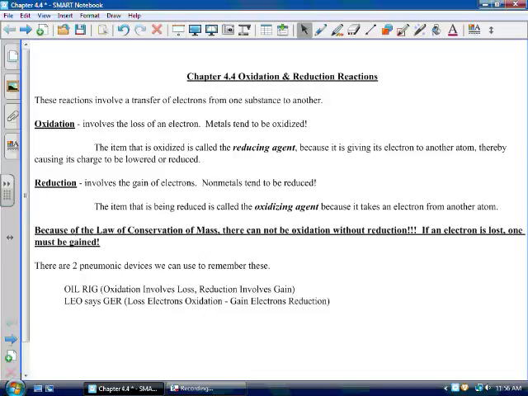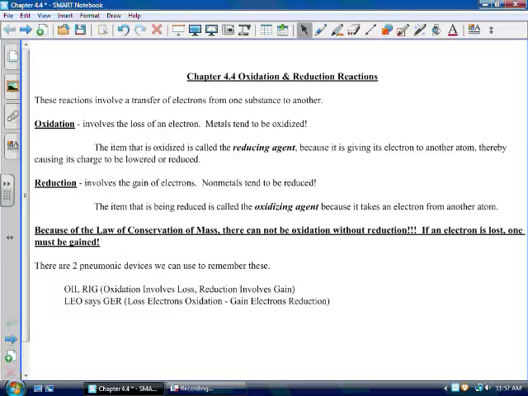Now, because the law of conservation of mass says that matter can be neither created nor destroyed, it is impossible to have oxidation without reduction. If something is being oxidized, something must be reduced, because oxidation is the loss of an electron, reduction is the gain. In order for the law of conservation of mass to be maintained, if an electron is being lost, it has to be gained somewhere else.